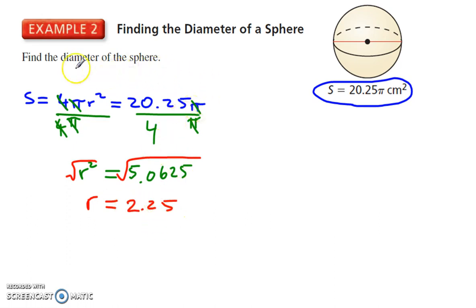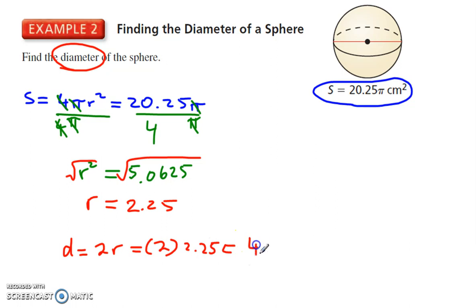However, they have not asked us what the radius is. They've asked us what the diameter is. So the diameter is 2 times the radius, 2 times r, so that's 2 times 2.25, and that is 4.5 centimeters.